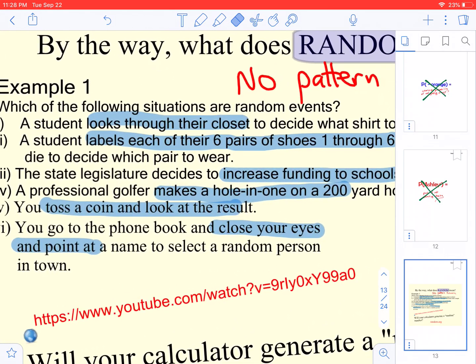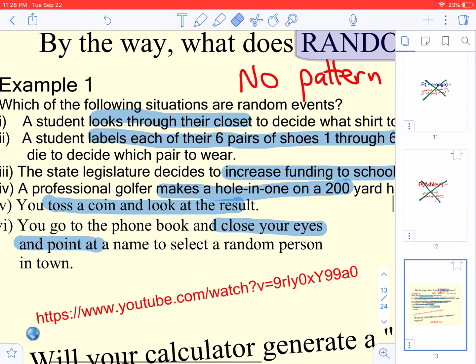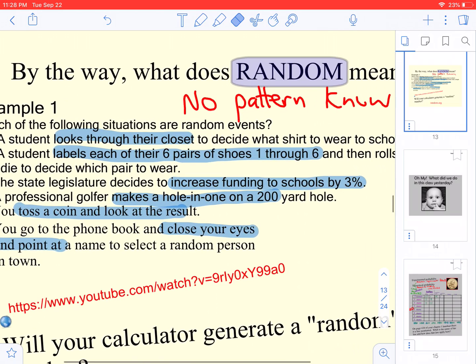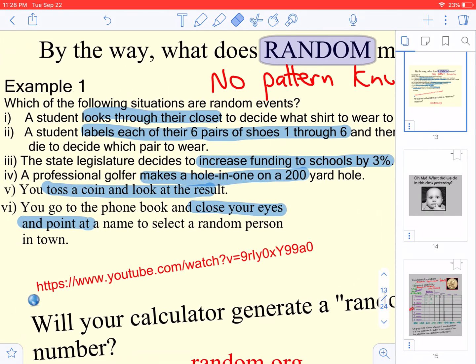Student looks through their closet to decide what shirt to wear to school, right? Is that random? No, it's not. It may seem random, but it's not, because people choose things based upon a lot of different reasons. How about labeling the 6 pairs of shoes with 1 through 6 and then rolling a single die to decide which pair to wear? That's pretty close. It would be tough to predict that. We wouldn't necessarily have a predictable pattern unless we knew how to throw the dice the same way every time.